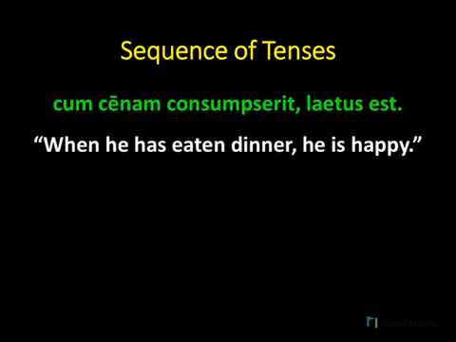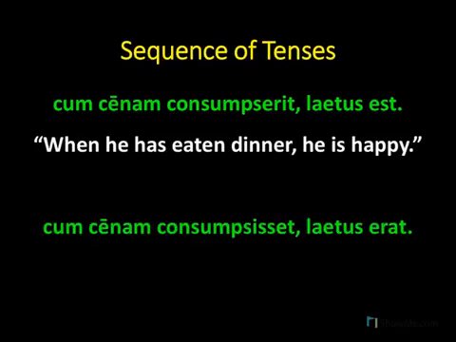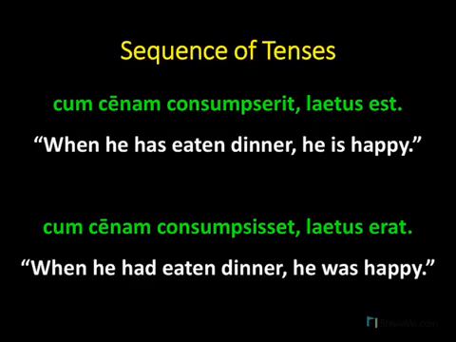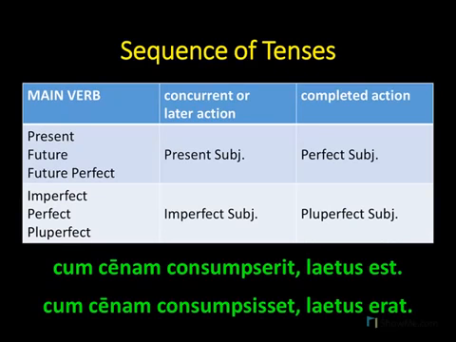Now, if we throw laetus est into the imperfect tense and make it laetus erat, it changes our sentence. So we have cum caenam consumpsisset, laetus erat. We'll translate this as, when he had eaten dinner, he was happy. Erat is an imperfect indicative for our main verb. Consumpsisset is a pluperfect subjunctive for our subordinate verb. Again, think about how the eating of the dinner is an action that was completed by the time that he was happy. So let's look at this systematically using that same chart.